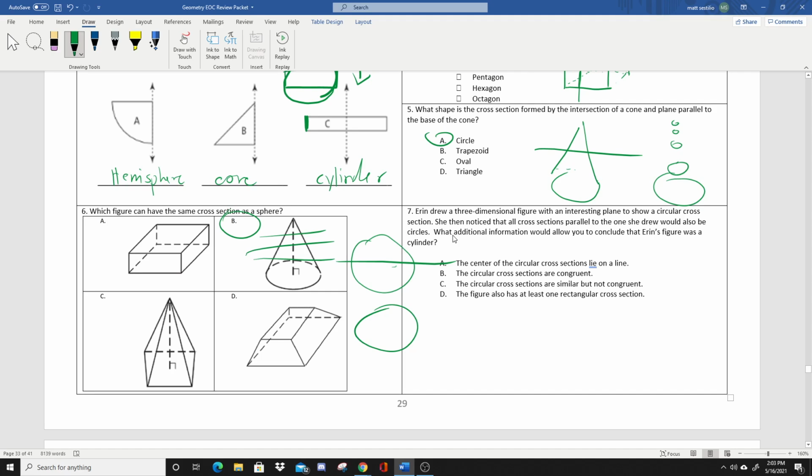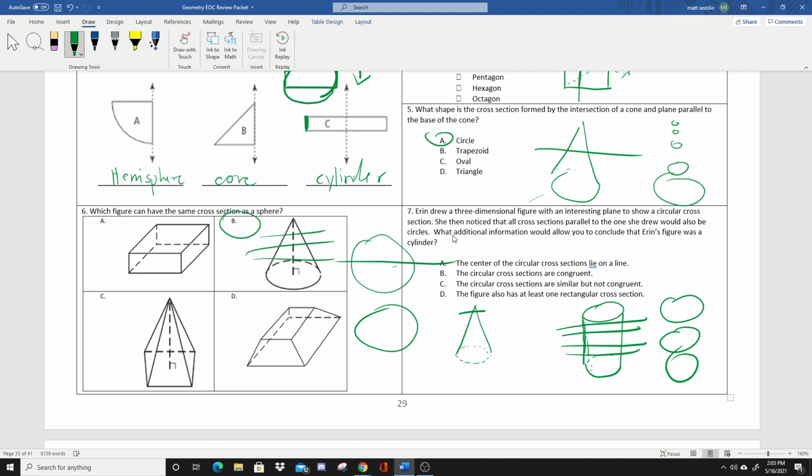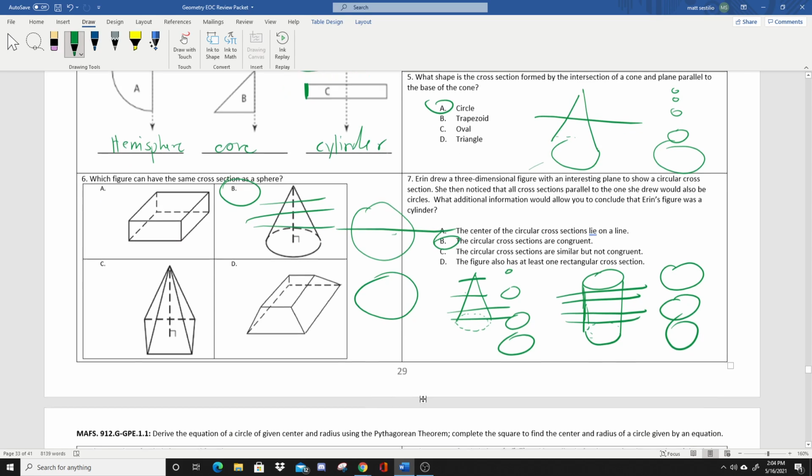What more information do you need for it to be a cylinder? Well, you know that the only shapes that have a circular cross section are a sphere, a cone, or a cylinder. For a cylinder, no matter where you cut it, you're going to get the same size circle. But if you cut the cone here, you get this, you get that, you get that, and at the very bottom you get a bigger one. So the circular cross sections are congruent. That would prove that it is a cylinder.